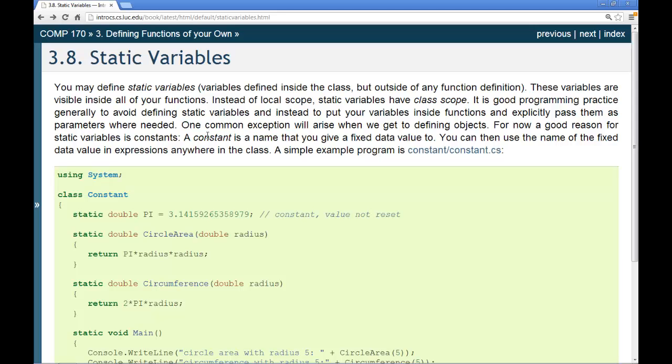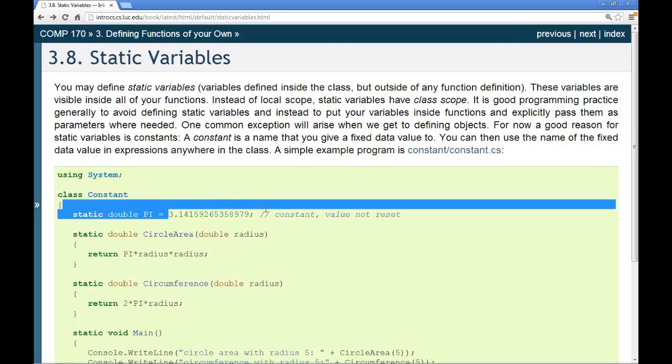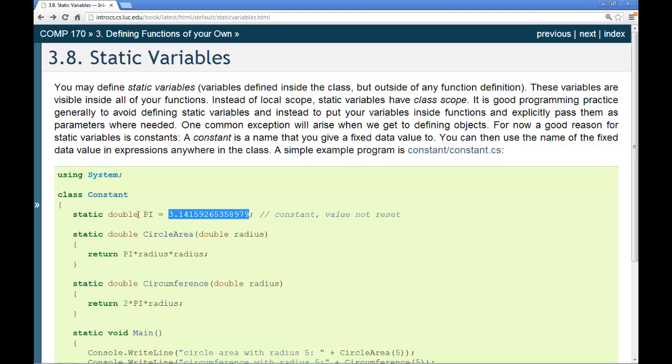Here we use a constant to mean a name. For instance, here I have this class constant, and notice I have a static double variable declared pi, and it's an approximation of pi. Of course, pi is the common name. Using that name is going to be less confusing than a whole bunch of digits, not to mention shorter.